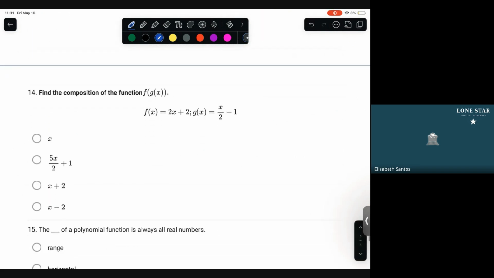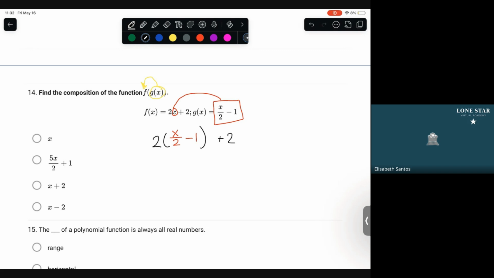At 14, find the composition of the function f of g of x. So what does that mean? That means you're taking g of x and you're plugging into the f equation. So we're taking this g of x and we're plugging in where the x is in the f function, the f equation. Okay, so we're going to have 2, and then instead of writing x, we're going to write the g of x equation, x divided by 2 minus 1, close parentheses, plus 2.